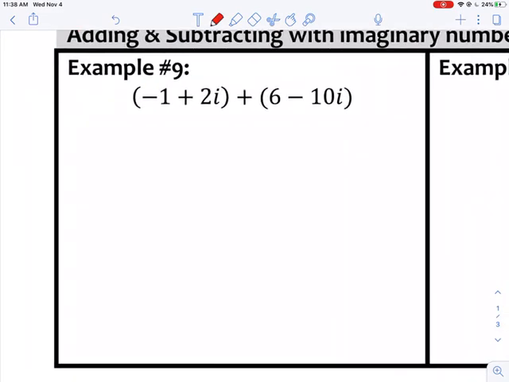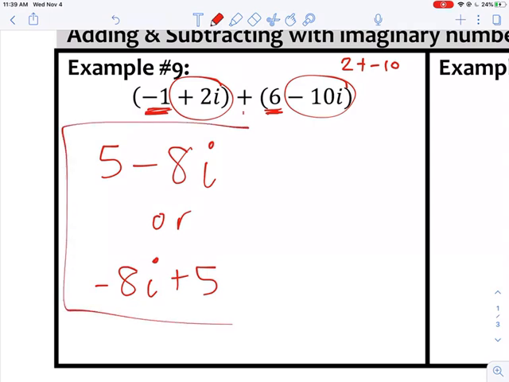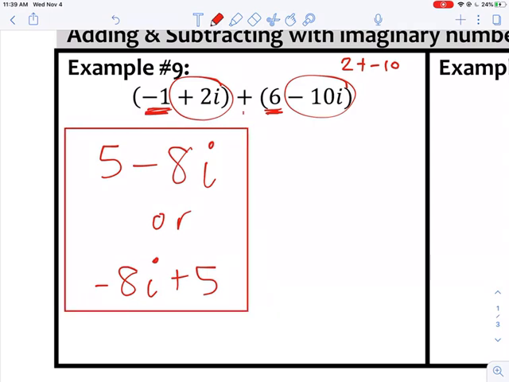All right, when I'm adding and subtracting imaginary numbers, it is simply doing like terms. So I put my i's together and I put my constants together. So I'm going to do -1 plus 6, and that is 5. And then I'm going to do 2i plus -10i. So that's 2 plus a -10, which is just 2 minus 10. So that's -8i. All we're doing is combining like terms. You can have this or -8i plus 5. Both are the same, just in different orders.